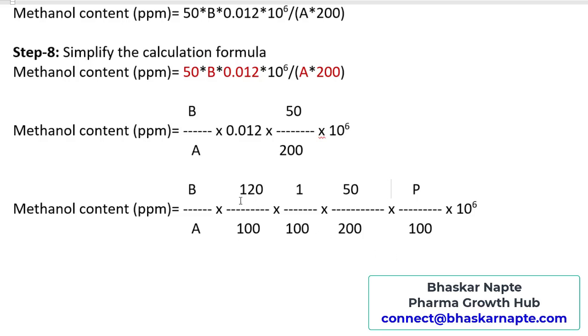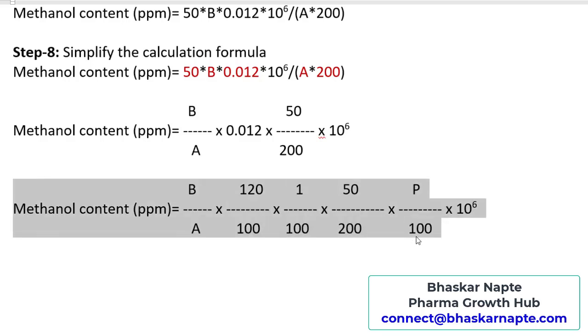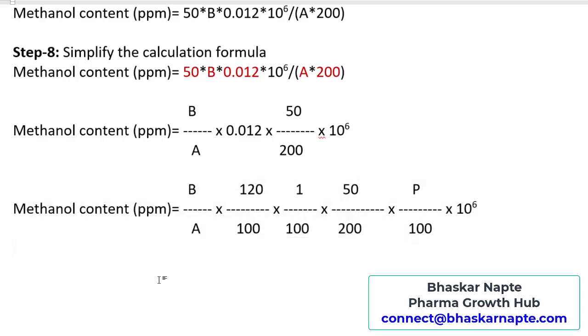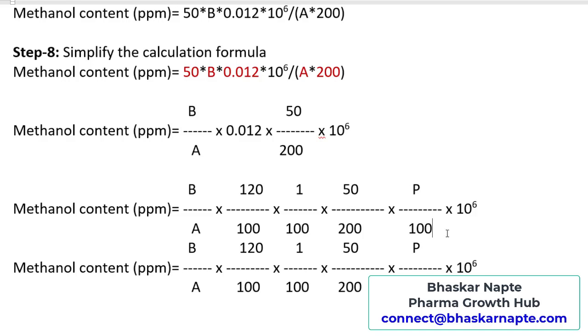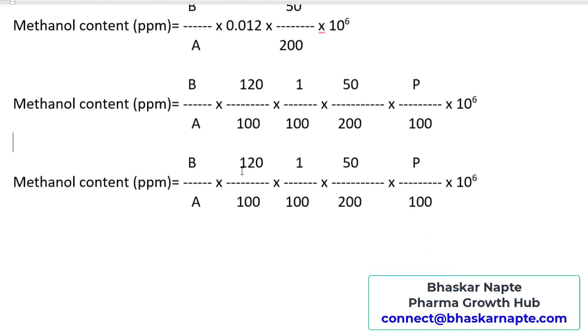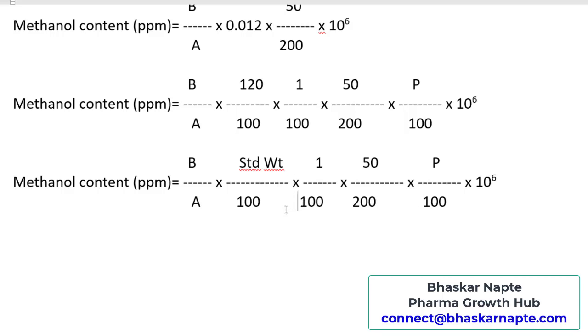So now let us replace the terms, and this is going to be the final calculation formula, by the way. And here we go. What is this 120? This 120 is nothing but the standard weight, the standard methanol weight. So I will replace this 120 by standard weight. And then I need to rearrange the calculation formula over here. What is the 50? The 50 stands for the sample dilution, and the 200 stands for the sample weight. Great, I got it now.